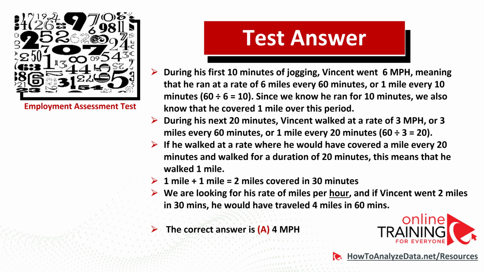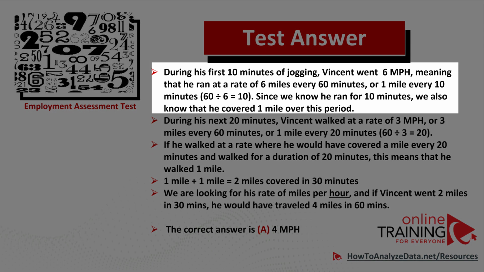What's tricky in this problem is the fact that Vincent moved at different rates at different time durations. During the first 10 minutes of jogging, Vincent went 6 miles per hour, meaning that he ran at the rate of 6 miles every 60 minutes, or 1 mile every 10 minutes. And this is calculated as 60 divided by 6, which is an equivalent of 10. Since we know he ran for 10 minutes, we also know that he covered 1 mile over this period.